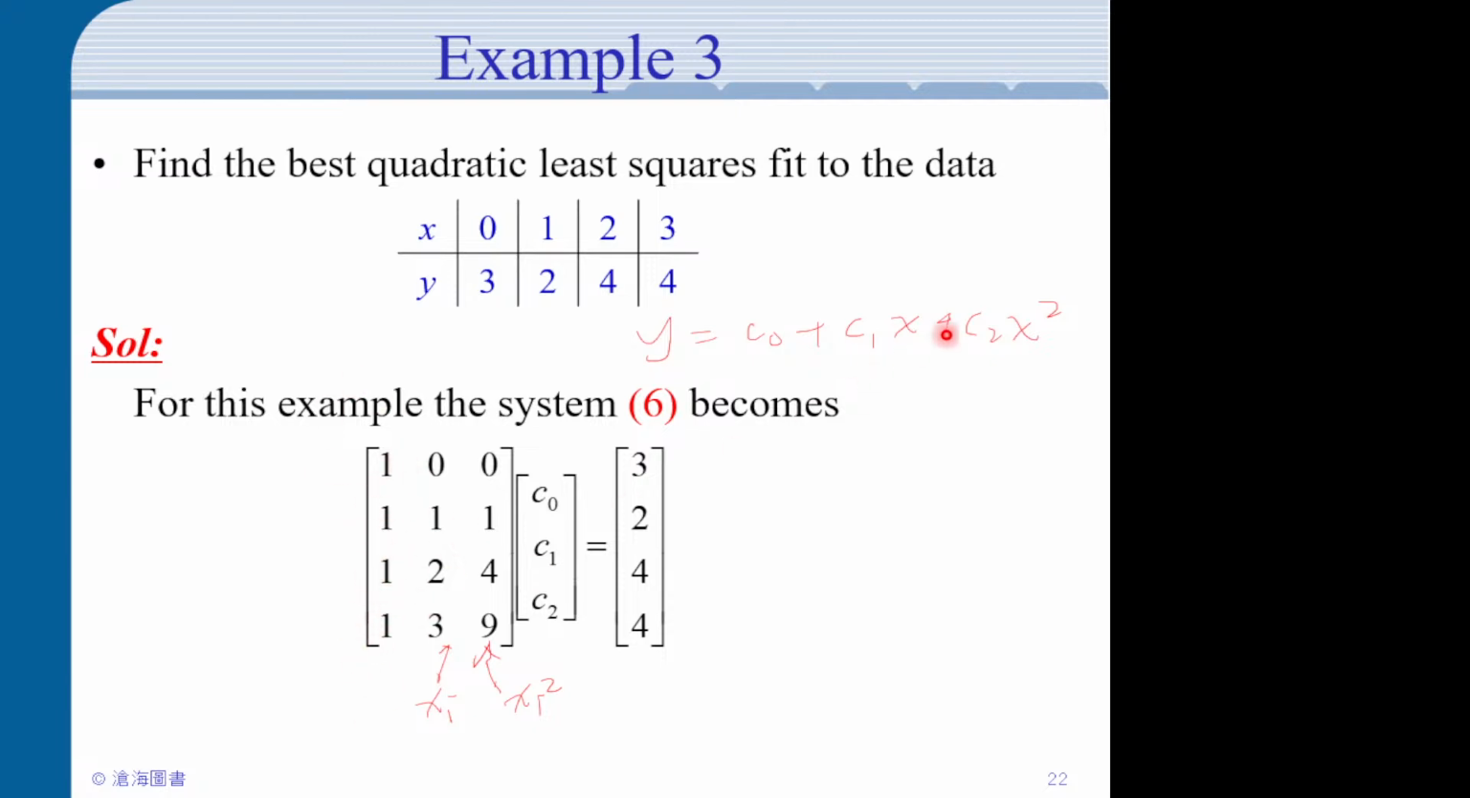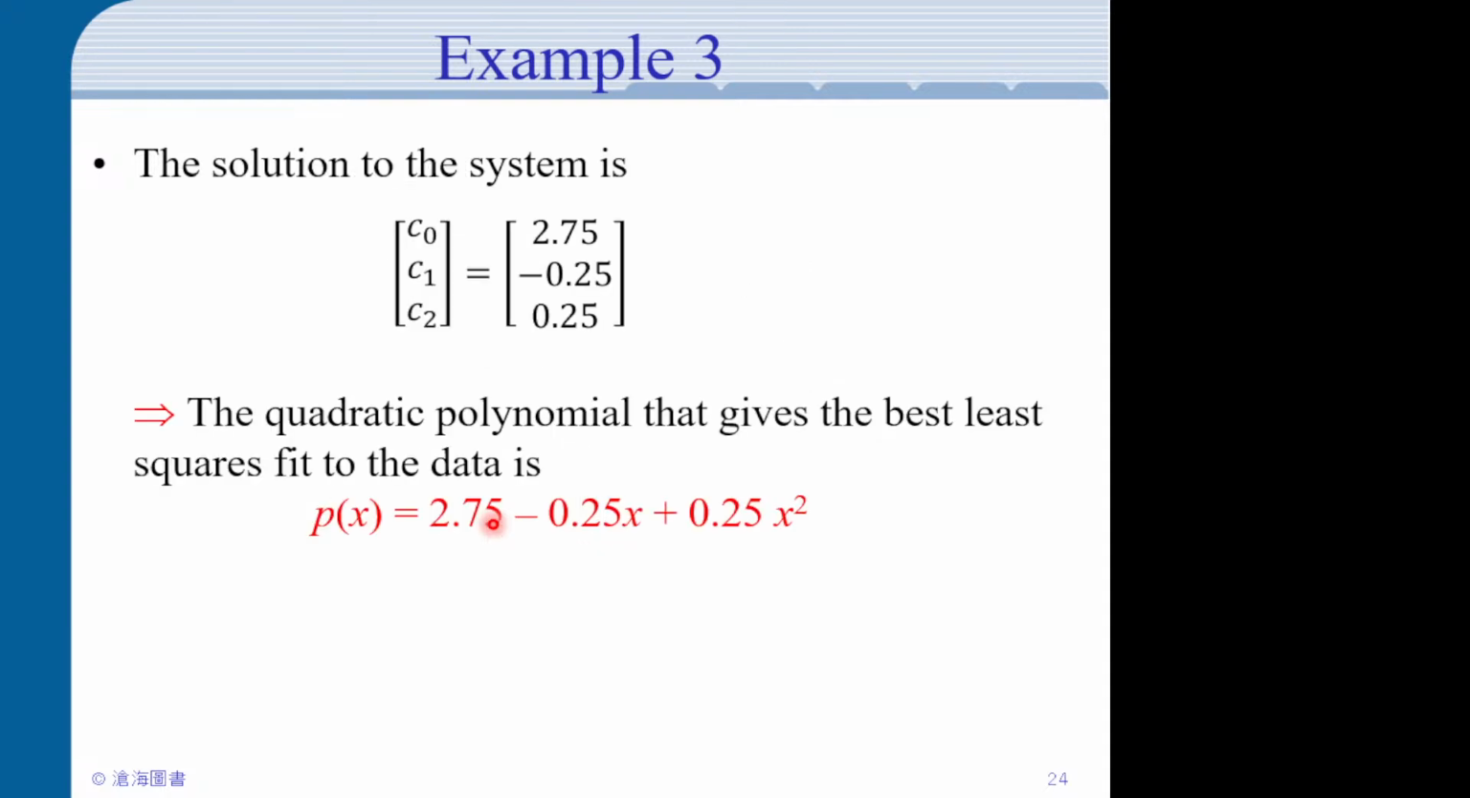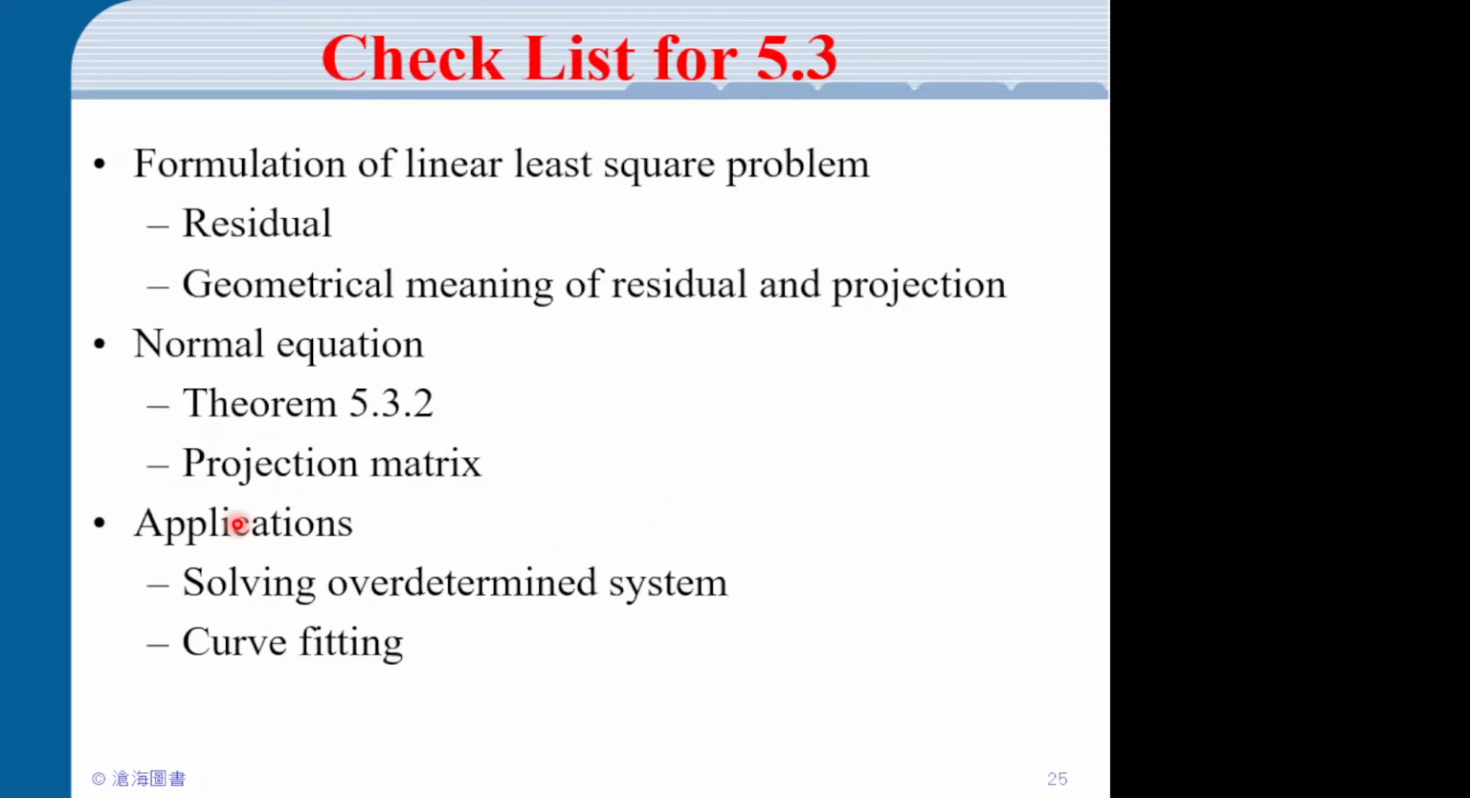Once again you have more equations than unknowns: 4 points, but only 3 unknowns. So we use the normal equation, A transpose A x equals A transpose b, and now it becomes 3 by 3. You solve everything and you find the best quadratic polynomial, the least squares fit of a quadratic polynomial to the data, P of x equals all these things. And that's it for section 5.3.